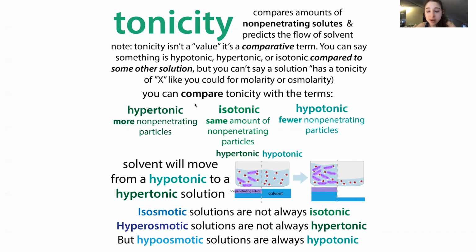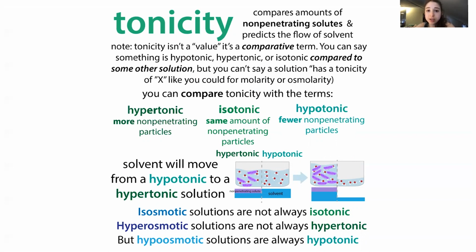So tonicity is not a value, like how we could calculate an osmotic pressure or a molality. Tonicity isn't such a value, it's a comparative term. And so we can say something is hypotonic, hypertonic, or isotonic compared to some other solution, but you can't say a solution has a tonicity of X like you would with osmolarity. But we are able to compare these.